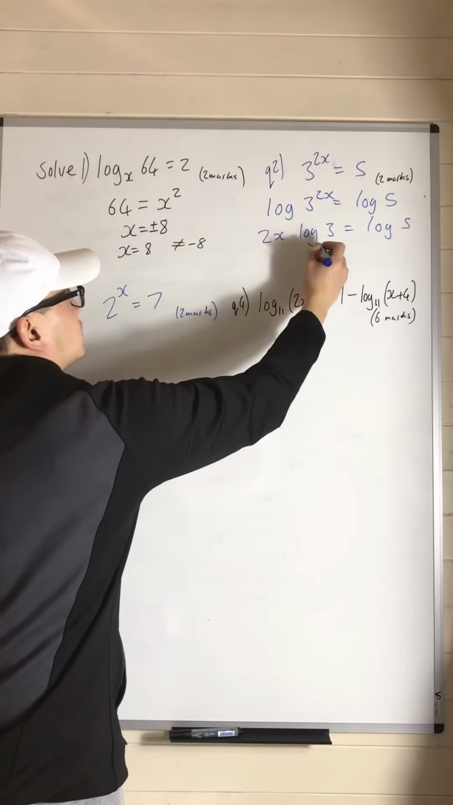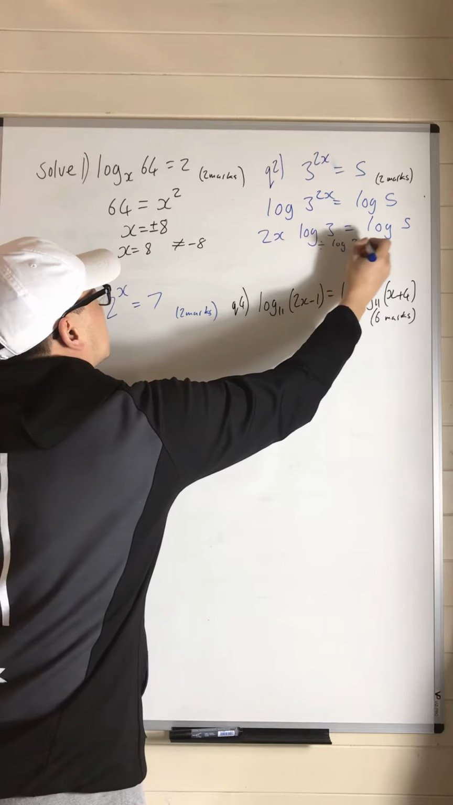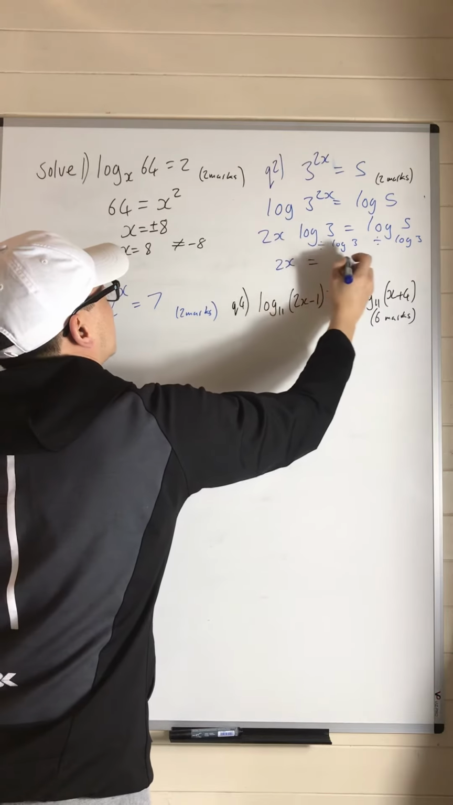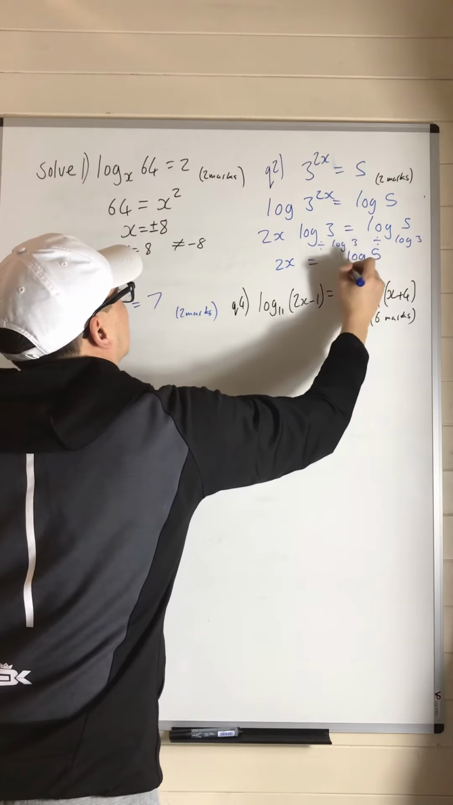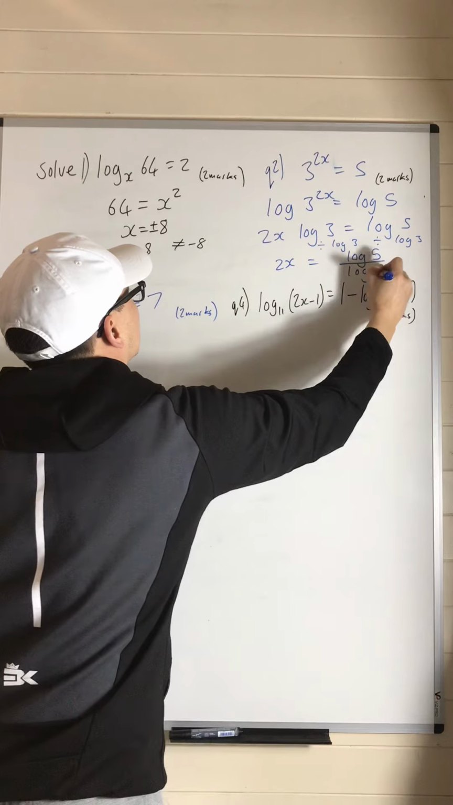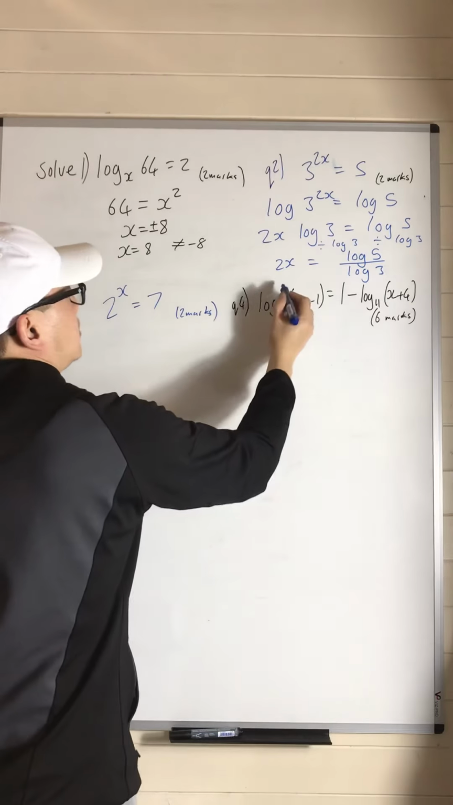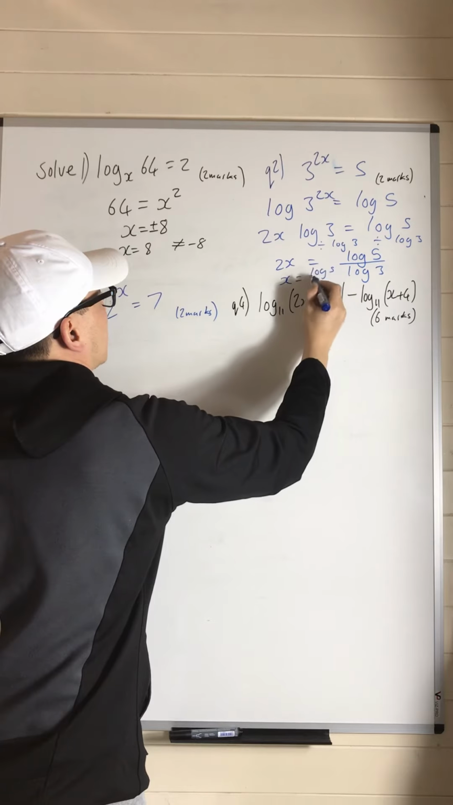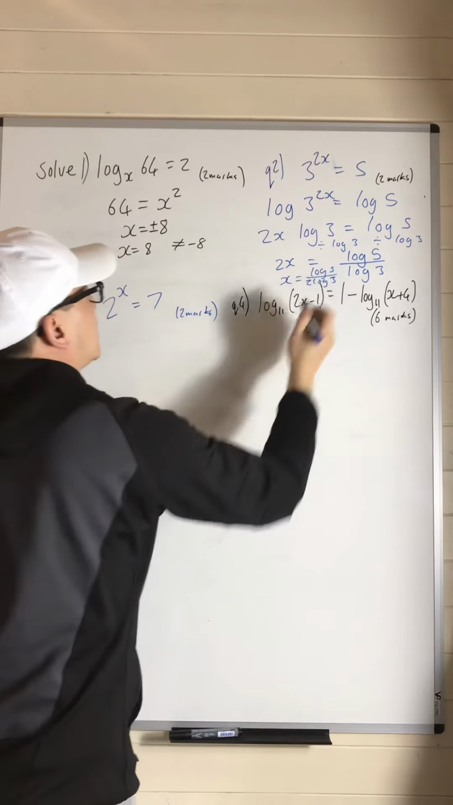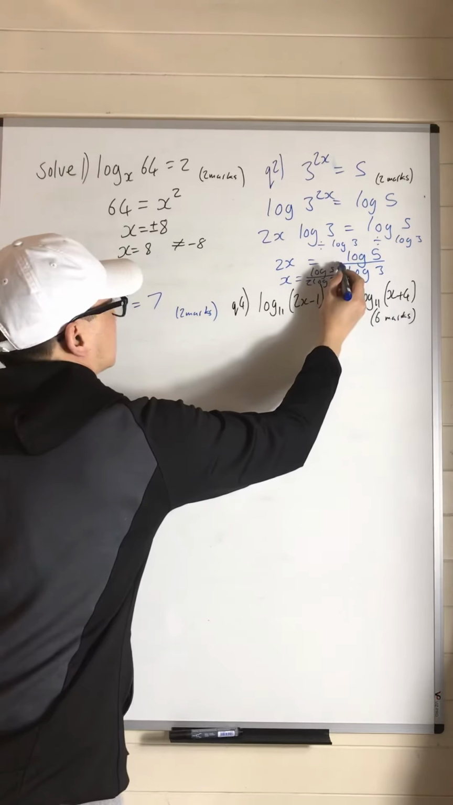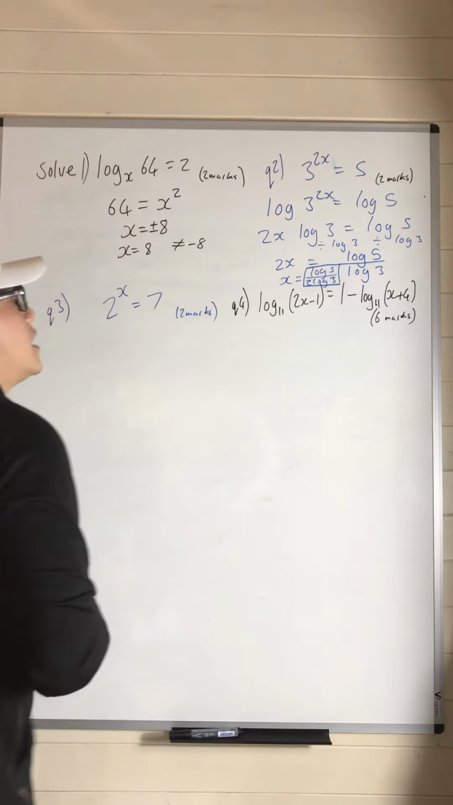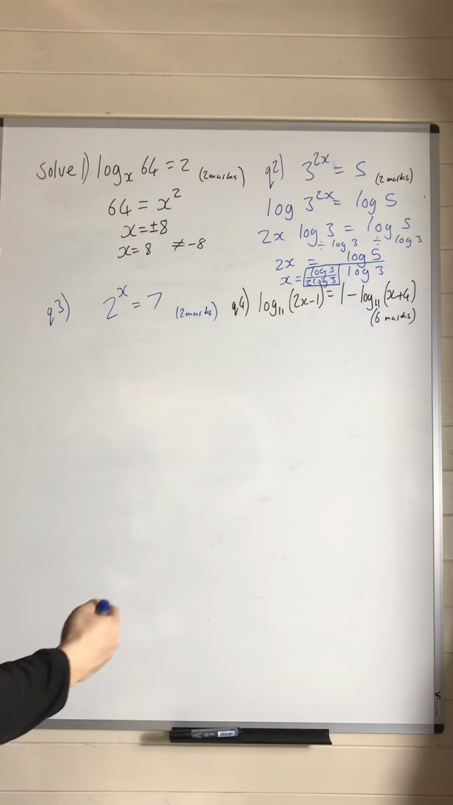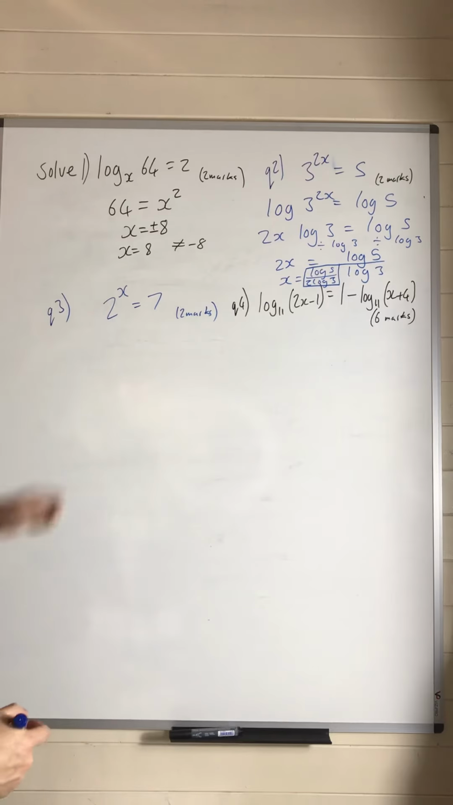Divide out by log 3 on both sides. So 2x will equal log 5 divided by log 3, and if you divide out by the 2, x will equal log 5 over 2 log 3, and that will get you the full marks. If they want it as an exact value, leave it like that. If they want it in significant figures, just use your calculator to work that out.